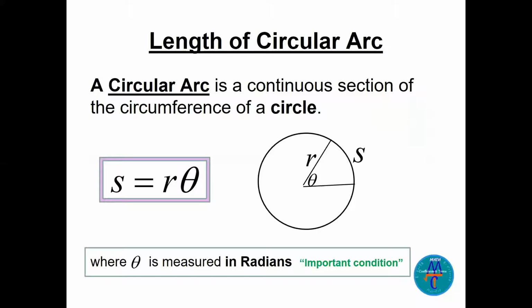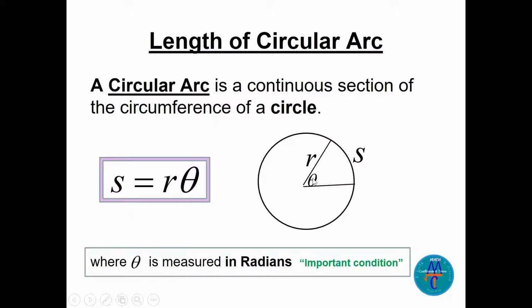Now, length of a circular arc. If you have a circle and there is an angle here, we call it the central angle, this one. This is a central angle. And then you have a circular arc. Simply we say arc. See, this arc here is S, the arc. So there's a formula, S equals r theta.